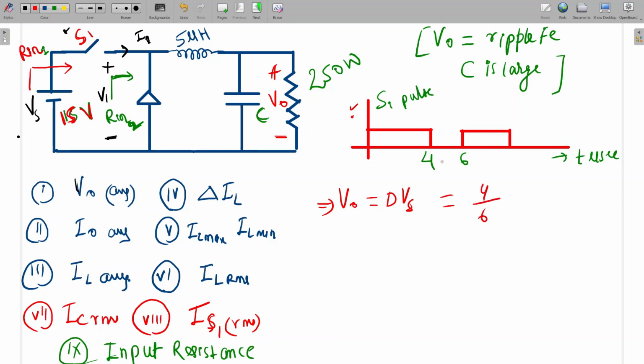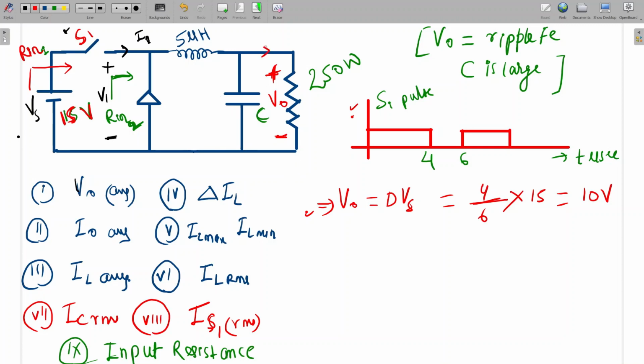For 4 microsecond the switch is on and the total time period is 6 microseconds, so duty is 4 by 6. 4 by 6 into VS, 15. How much can anyone calculate? This will be 2 by 3 into 15, so it will be 10 volt. So the output average voltage will be 10 volt. And one thing is written in the question, that the C is very large, so the output voltage will not have any ripple.